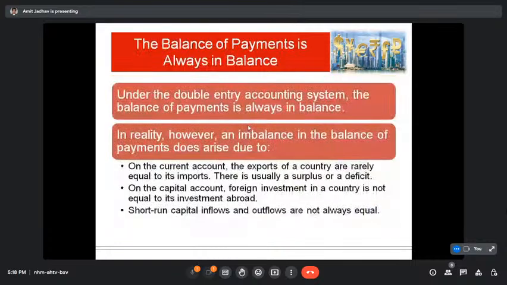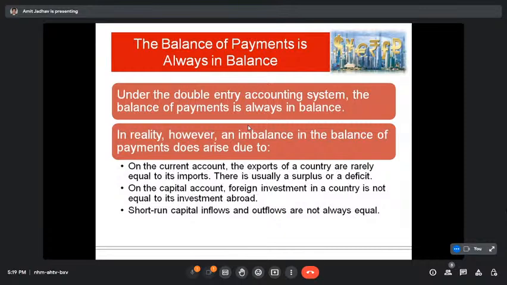Next, the balance of payments is always in balance. Under the double entry accounting system, the balance of payments is always in balance because we are adopting the double entry system. In reality, however, an imbalance in the balance of payments does arise. Imbalance means that there will be a surplus, or there will be some deficit, and in such a case we can say there is an imbalance.